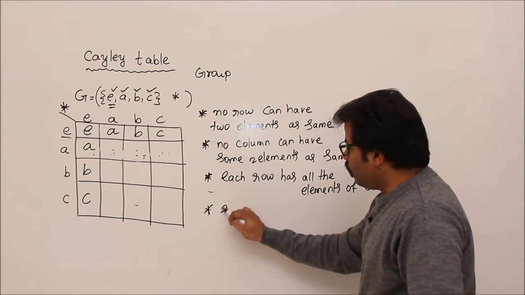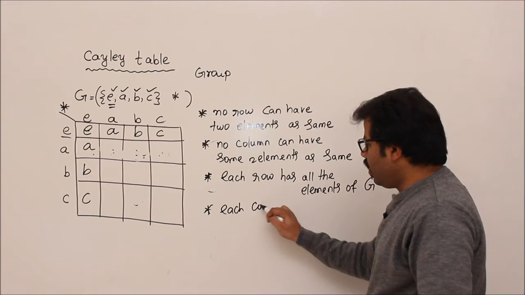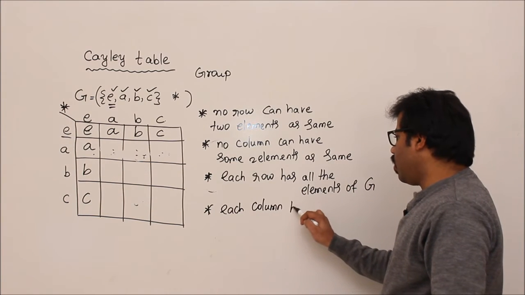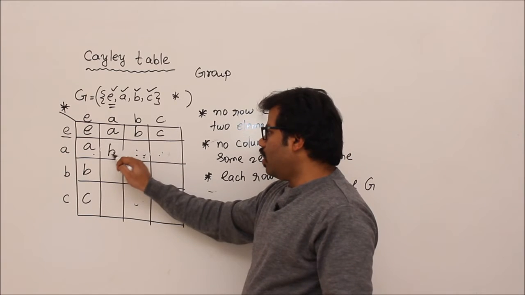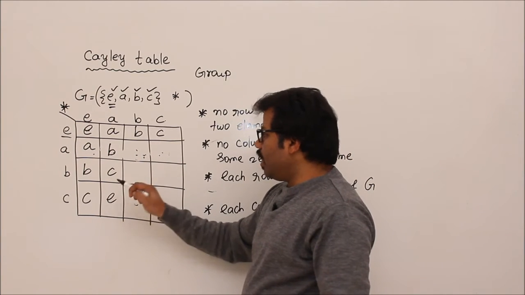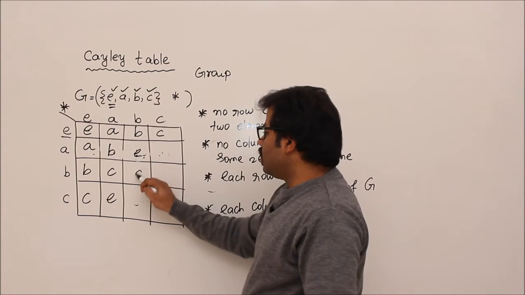Similarly, each column, because of the symmetric concept, right? We can prove that also. Each column has all the elements of the group. That means in some order, I don't know the order, but it should happen like this: A, B, C, E, B, A, C, in that way.